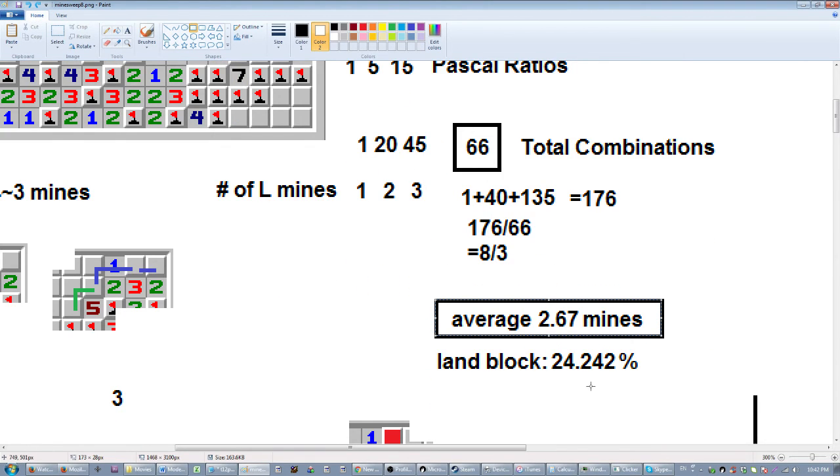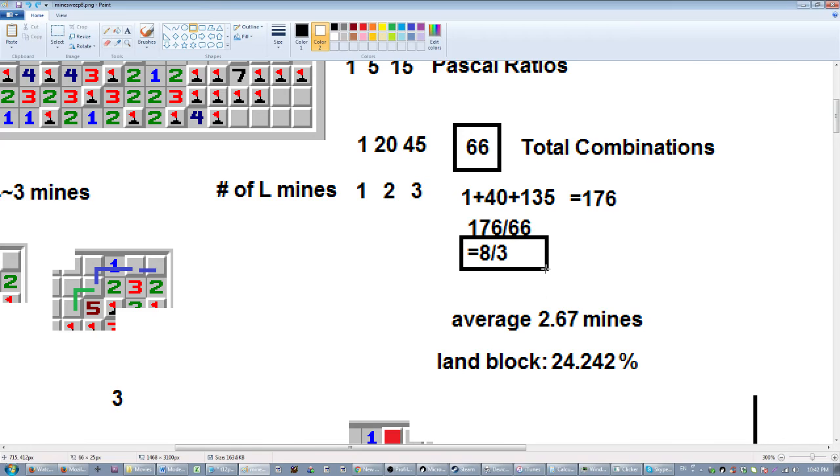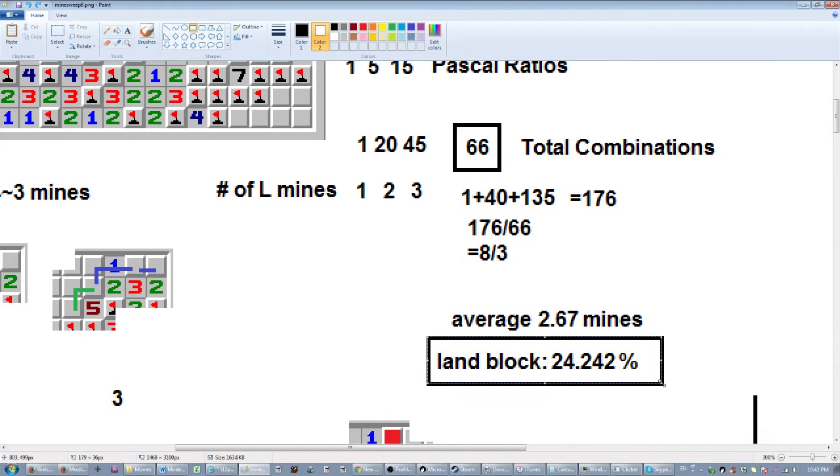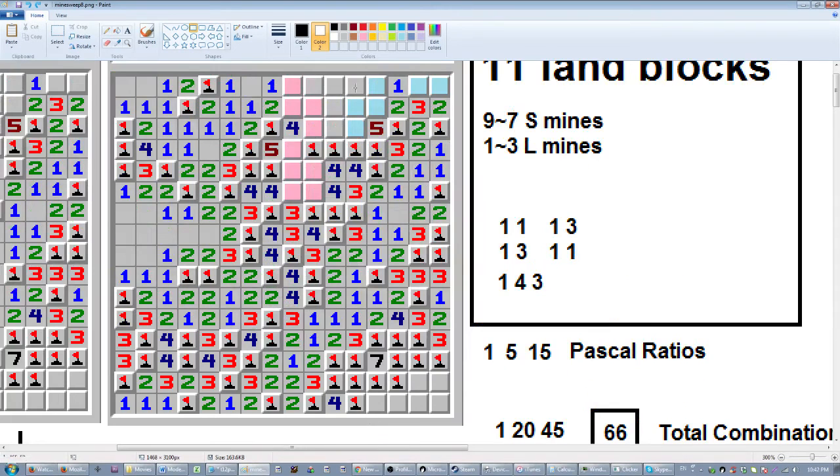So we got this, and we just divide it by 11 and we get this. So that's 8 divided by 3 divided by 11, which is 8 divided by 33. So it should get this, 24.242. So we're kind of done with all the landmines. We know the probability of those.